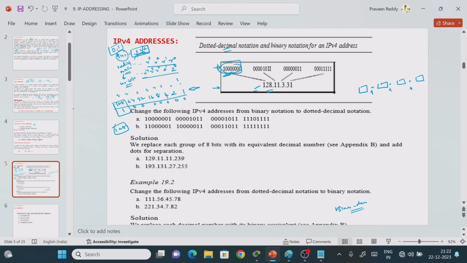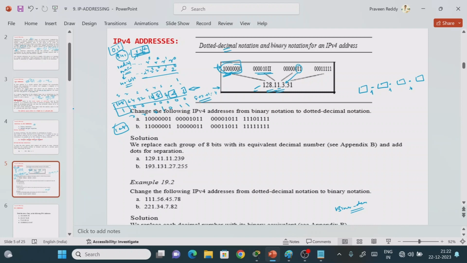Now suppose, for example, what is the meaning of this one? 1011. So it means 8 plus 2 plus 1. So 8 plus 2 plus 1 is what? 10 plus 1 is nothing but 11. So this means 11. Like that we can convert in terms of the dotted decimal notation.